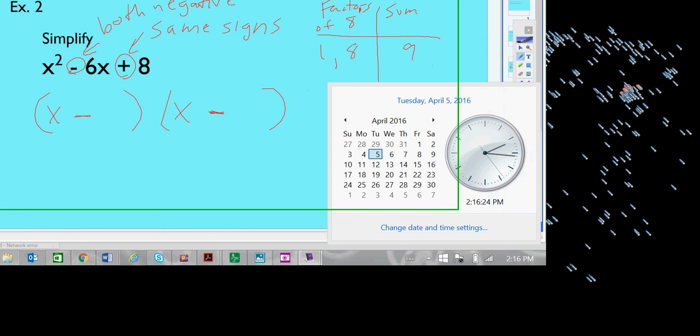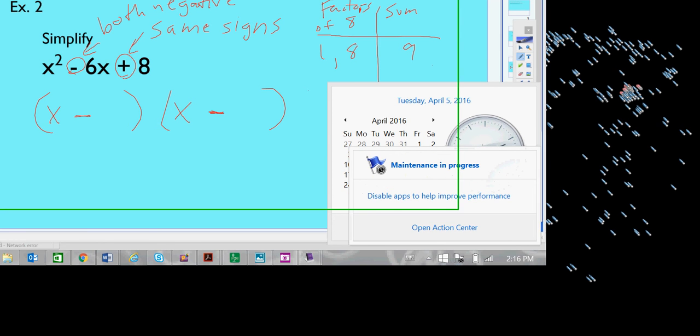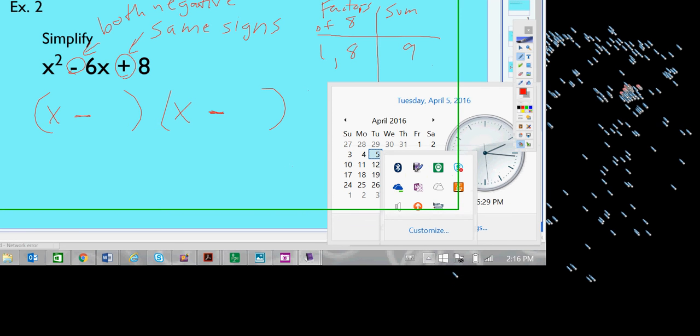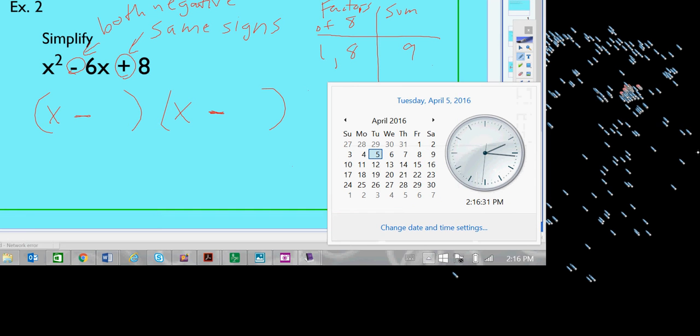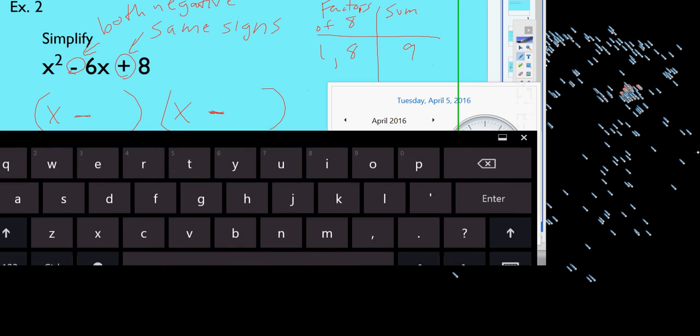Hey, there's a clock there. Hey, there's something else. Okay, technical difficulties. Why do I have a clock?